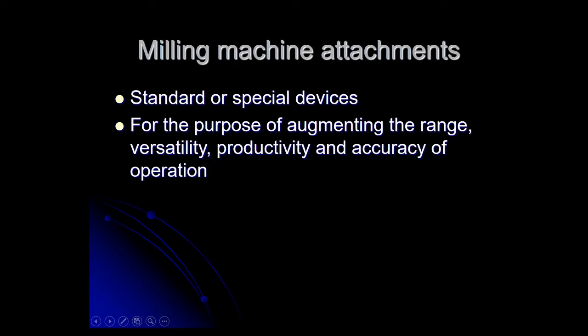Today we are going to discuss milling machine attachments. They are standard or special devices which are used for the purpose of enhancing the range, versatility, productivity and accuracy of a milling machine. Milling machine attachments are of two types. One is standard attachment and the other is special attachments.